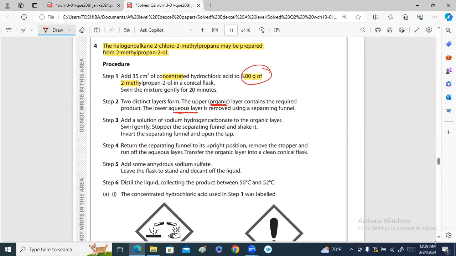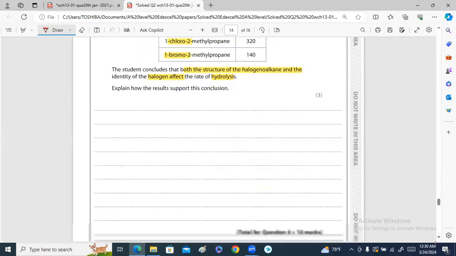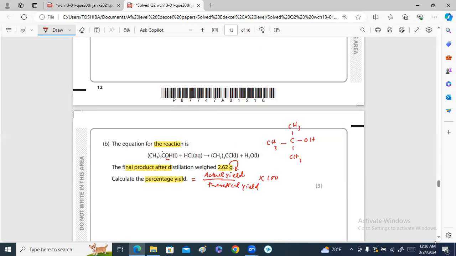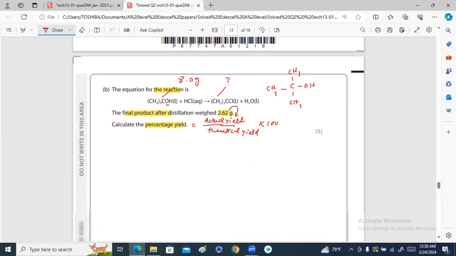Okay, so 8 grams of 2-methylpropan-2-ol in the conical flask. We have taken the 8 grams, so we have to use the 8 grams. We have used the 8.0 grams and calculate the mass of this substance produced. Then we will get the theoretical yield. So we can go for moles as well, the moles of this alcohol.